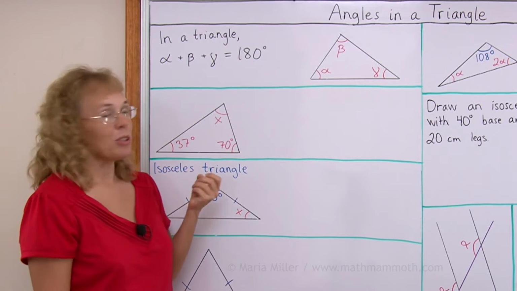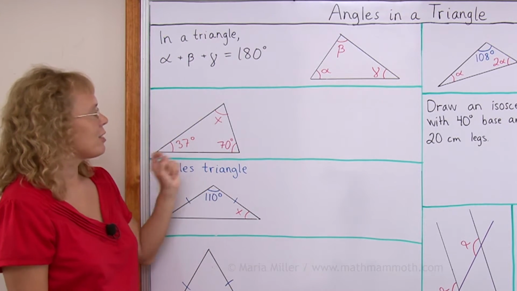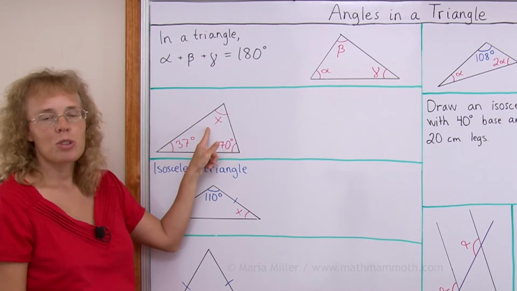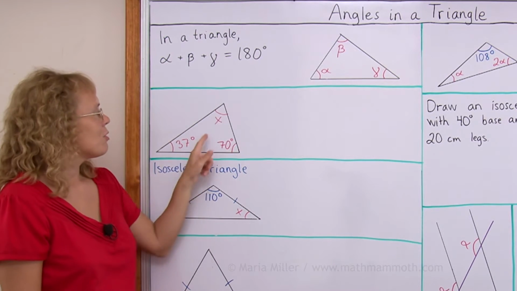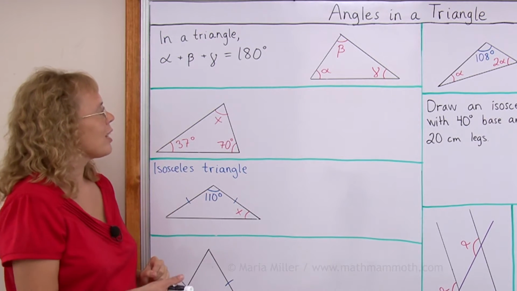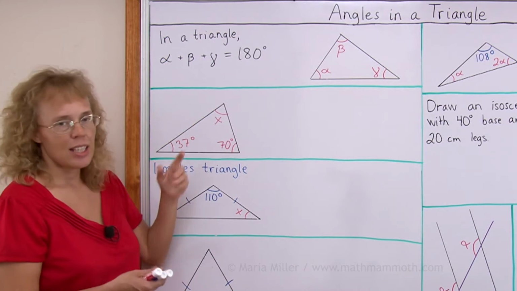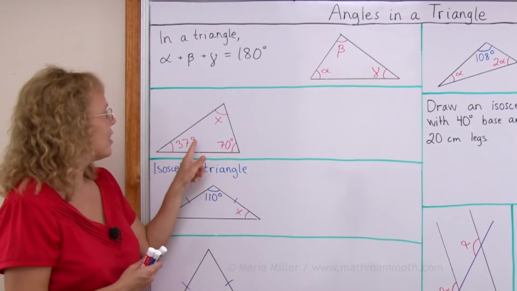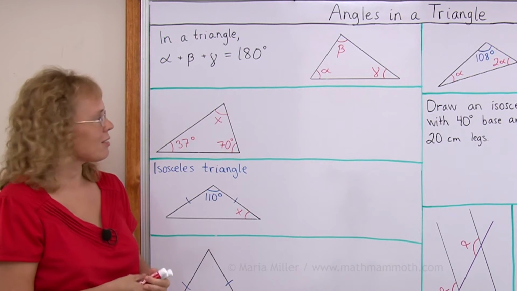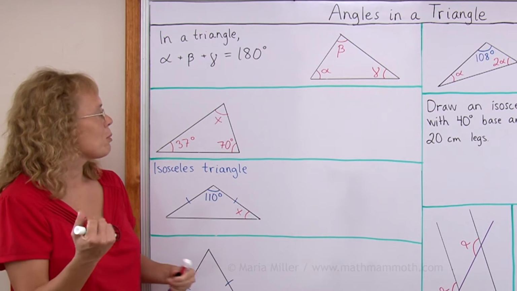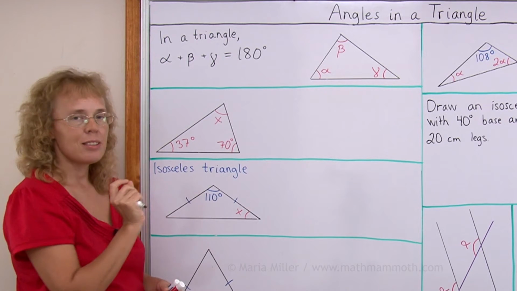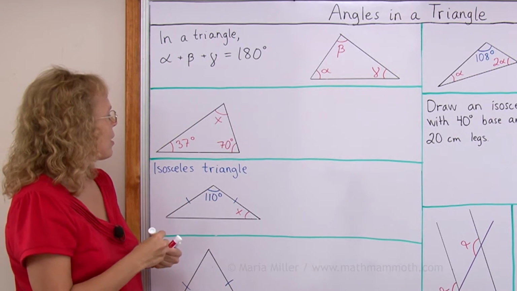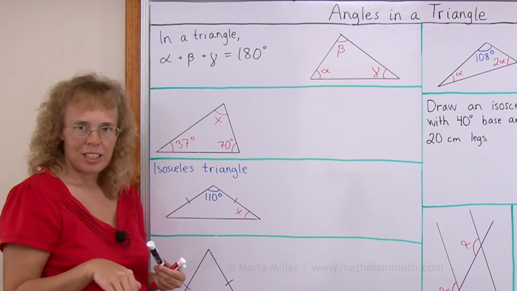Now let's first use it. For example, here I have a triangle with one unknown angle. These two angles are known and this is not known, so let's use this principle to find what x is. If this and this and this add up to 180, then all you need to do is subtract from 180 this, and then you get x. So you would get 180 minus 70, which is 110, and then take away 37, which would be 73.